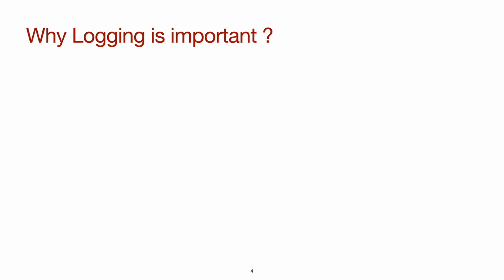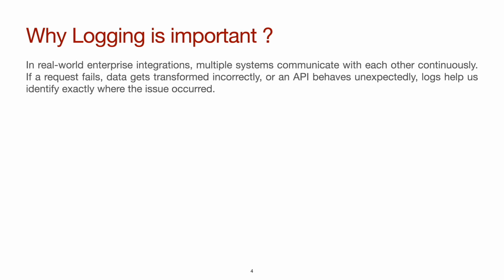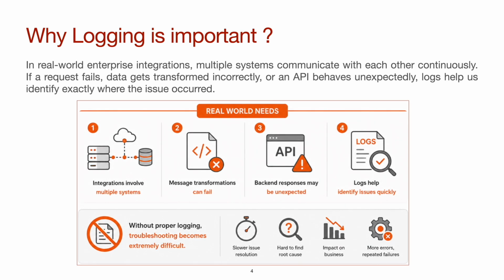So why it's important? In real-world integrations, there are n number of systems communicating with each other for sharing data, and failure happens. It may be due to a transformation issue, an API call failure, or even a connectivity failure from a data source. Logging helps to identify where the issue has occurred. It's a backbone for troubleshooting, and in absence of logging, the troubleshooting is really difficult.